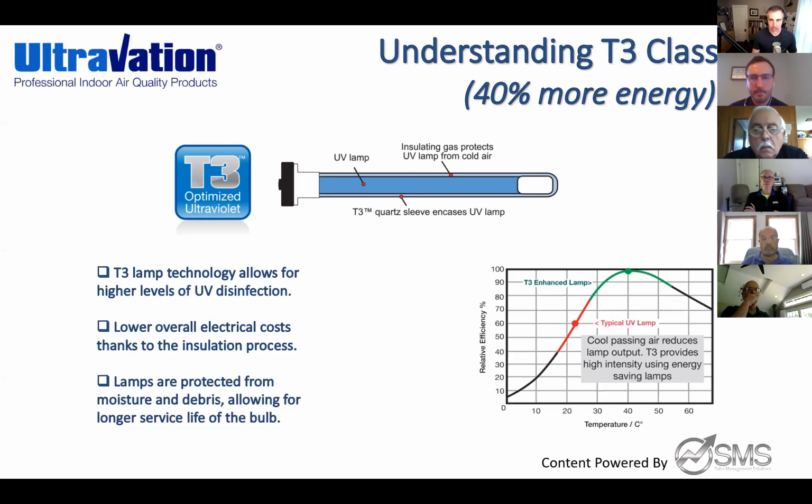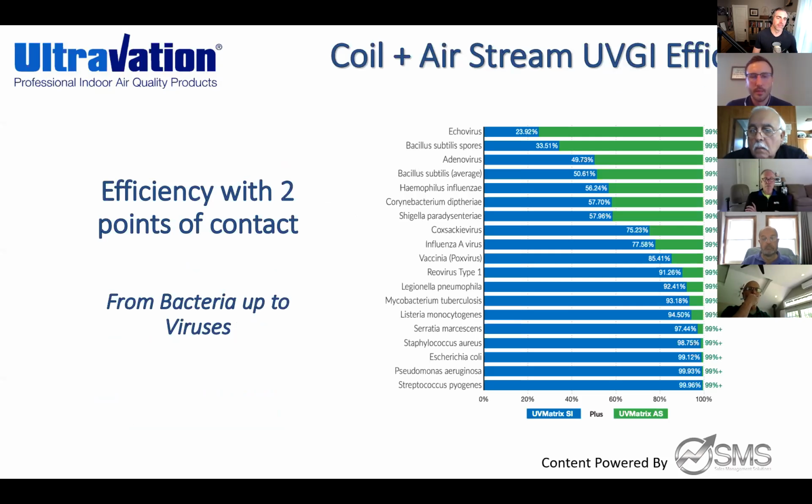And just a quick add, T3 is the only option on commercial. We don't mess around there. So all Matrix options are all T3 standard. Correct. And you'll see that with a lot of our higher end products, they're typically only offered with the T3. So, coil and airstream UVGI efficiency.